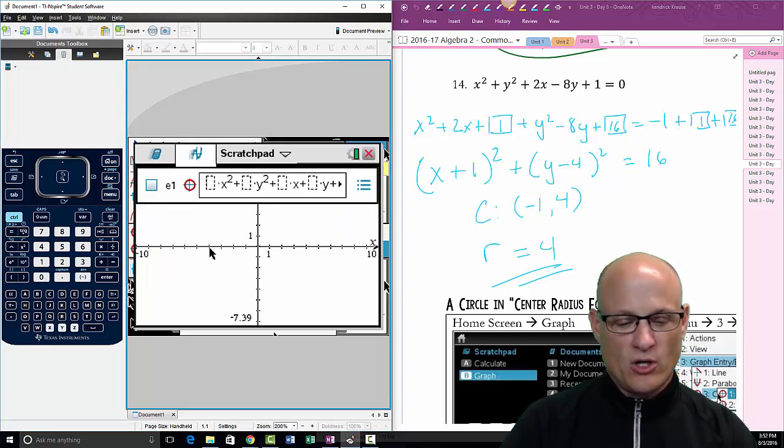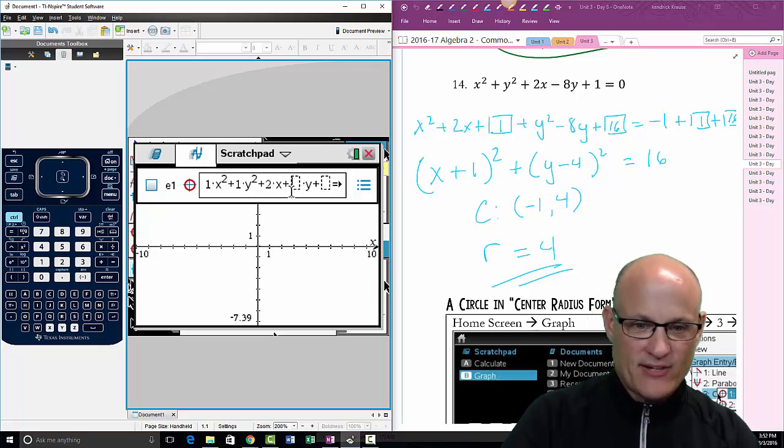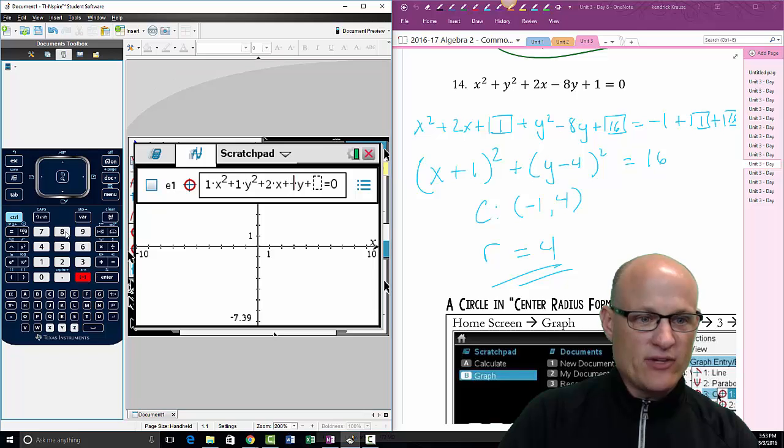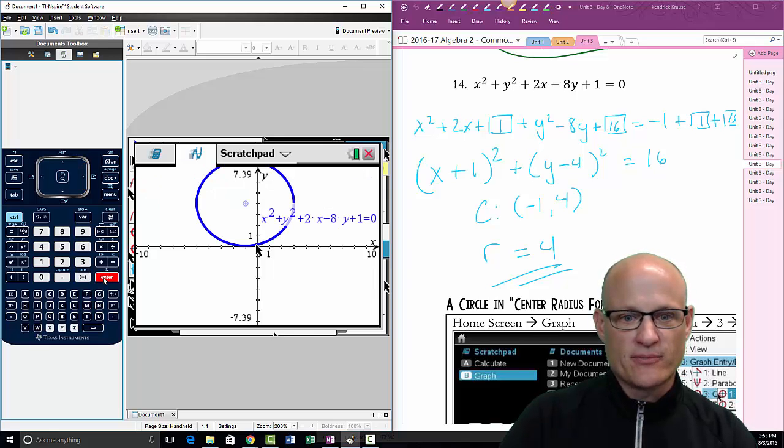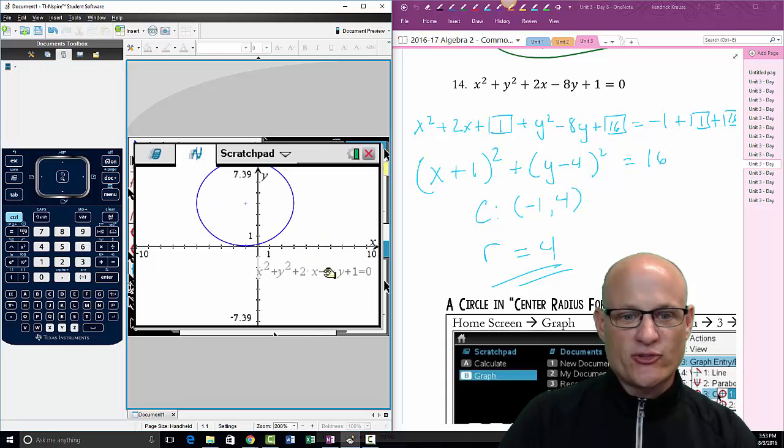So standard form was, that's a 1, and so is the y. The x value was a 2. Now, notice they've got pluses and all that stuff, but this is negative 8y, so I've got to put in negative 8 here and 1. So this hopefully will graph a circle. There it is.